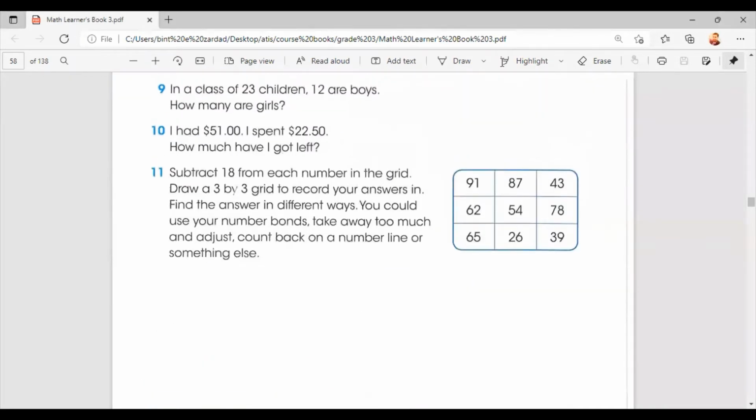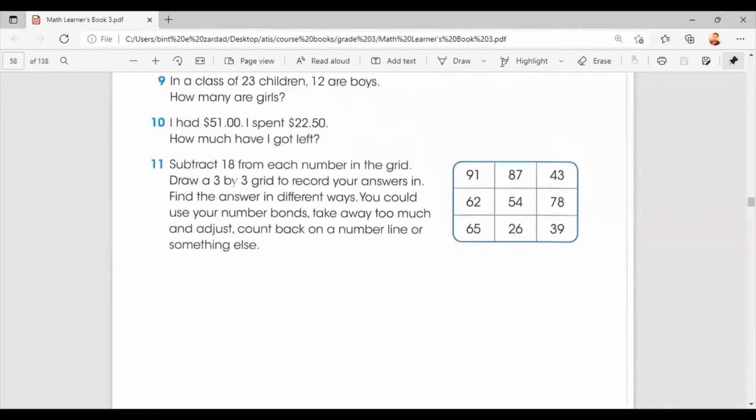These 2 pages are all about the question for minus. Same like the previous addition lesson, we are making the grid. So this one is the same. Subtract 18 from all these numbers. We need to subtract 18 from 91, 62, and we need to make a grid, a table like this, and we write down the answers. So 91 minus 18 is 73.